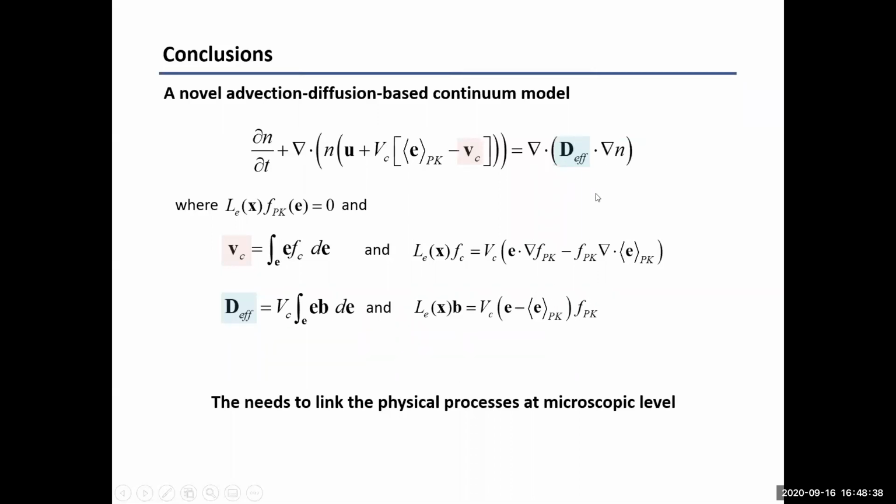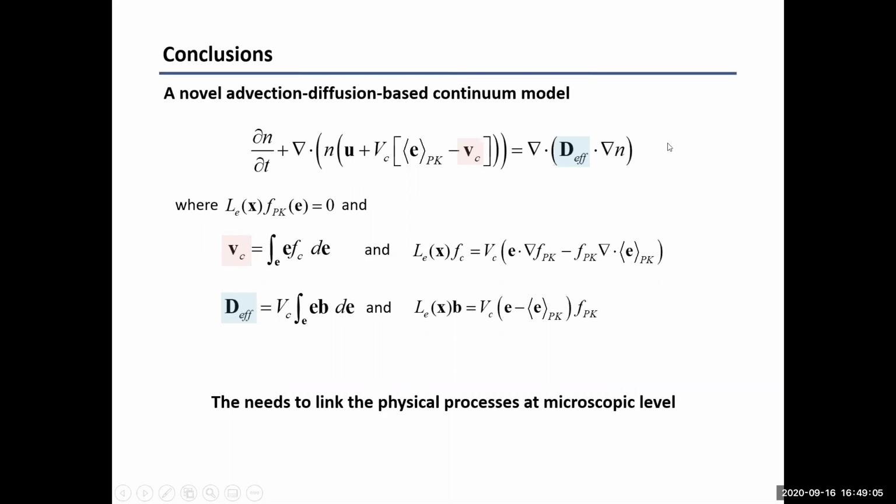So by doing so, you don't have to solve the Smoluchowski equation. You just need to solve this equation, with some extra calculation for each point. But that can be done easily once you tabulate the solution of V_c and D_eff as a function of the local vorticity, for instance, if the cell is spherical. So therefore, it can be much more handy.